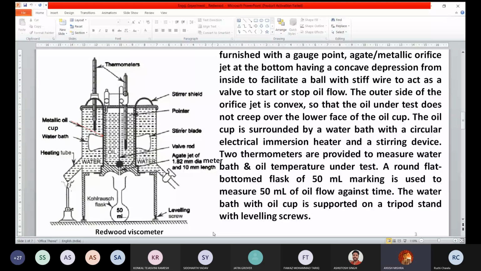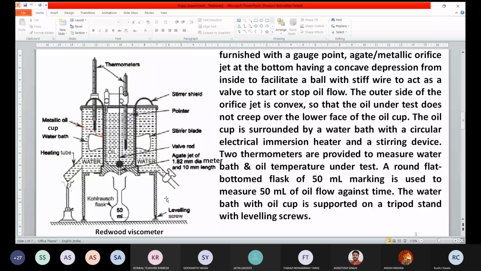Any doubts? Yes, ma'am. It is very direct and simple. Just think of two concentric cylinders. In the middle one, you are filling oil, then you are allowing it to fall, and the same volume will be allowed to fall every time. Only the temperature will be changed, and you will record the time, how much time the oil takes for that specific volume to fall from the oil cup into the flask. This is what you have to do in the experiment, nothing else.